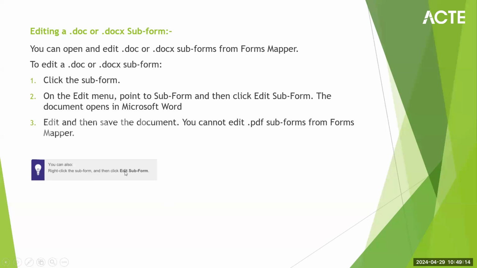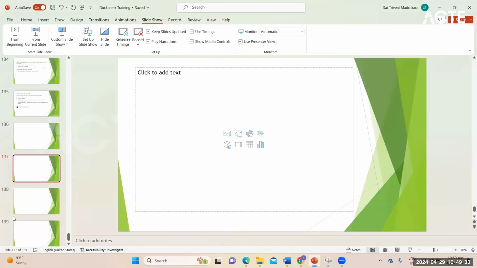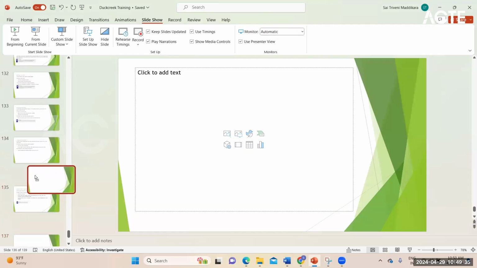Right click on the subform and then click on edit subform. This is another way you edit a form. You cannot directly edit any subform or form in the manuscript. You need to click on edit and that will open in a separate MS Word document. Done with the form.